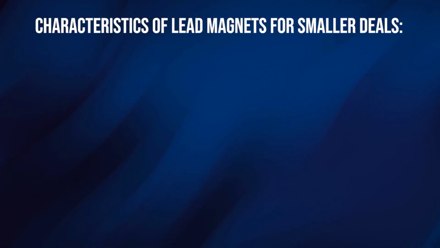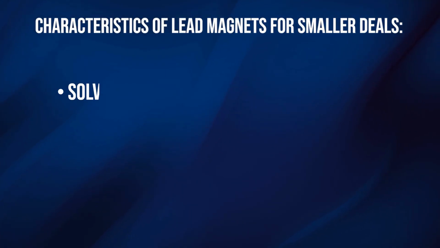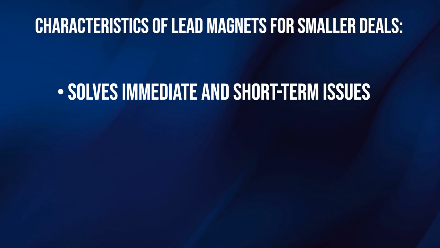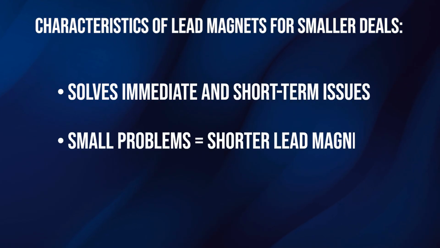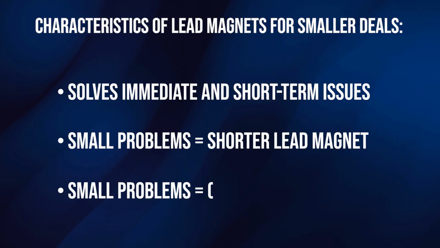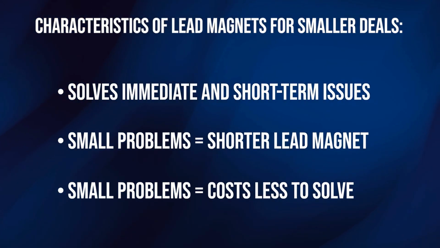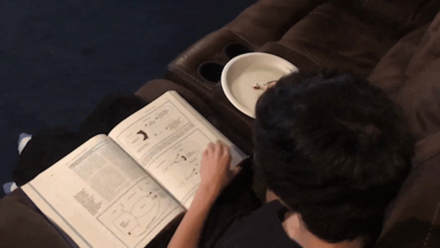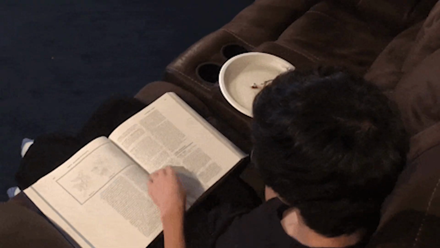This 5-figure content is typically about helping people in the near term with problems that can be solved in days or weeks. The shorter the problem cycle, the shorter the content should be for your lead magnet. And usually there's a correlation to cost there. No one wants to read 30 pages about a problem they can solve in 5 business days for 10 grand.